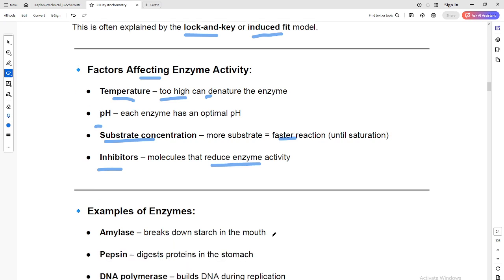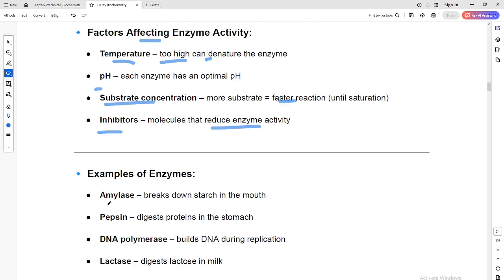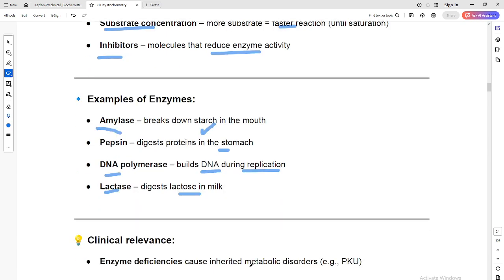Let's have some examples of enzymes. Amylase breaks down starch in the mouth. Pepsin digests protein in the stomach. DNA polymerase builds DNA during replication. Lactase digests lactose, the sugar in milk, inside our intestine.